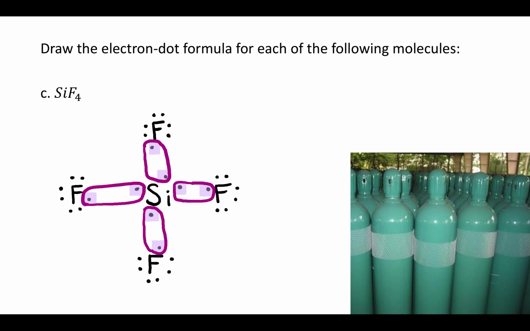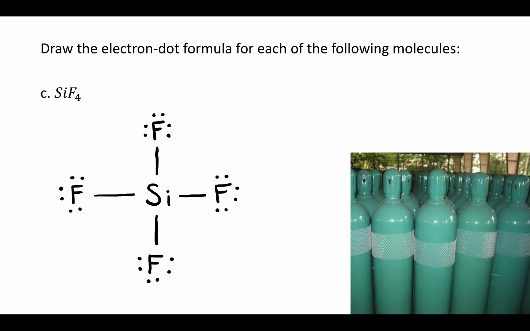So instead of those 2 electrons, we can put a line. We replace the 2 shared electrons with a line. Each of those lines represents 2 shared electrons, and they're called bonds.